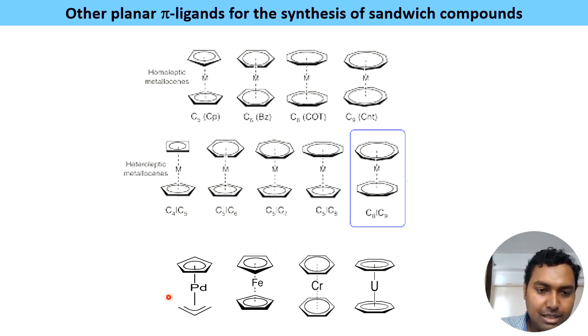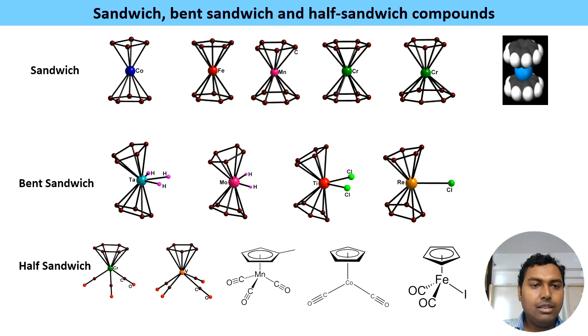Other sandwich metal complexes also use the allyl ring. Here the allyl is bonded to the center, meaning this is the pi bond, and it is delocalized. Here allyl is eta-3 coordination, and this is also ferrocene, the normal one, and as we have seen before, this is the chromium sandwich metal complex, and this is the uranium cyclooctatetraenyl sandwich metal complex. So here are the molecular structures of these complexes.